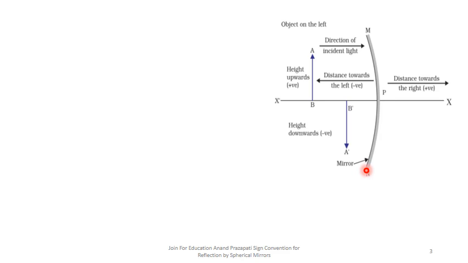While dealing with the reflection of light by a spherical mirror, we shall follow a set of sign conventions called the New Cartesian sign convention. In this convention, the pole P of the mirror is taken as the origin. The principal axis of the mirror is taken as the x-axis of the coordinate system. The conventions are as follows.